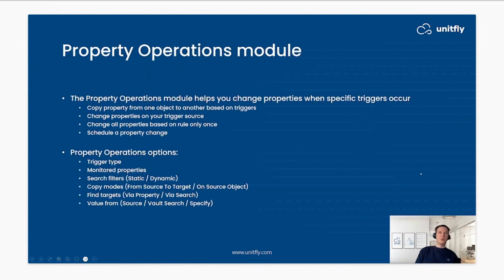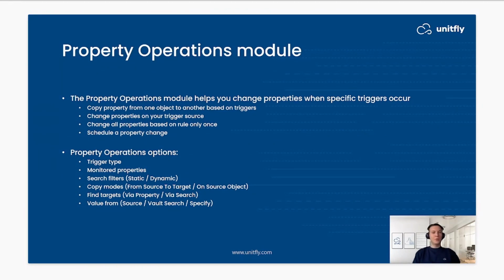So, property operations module. Property operations is used when you would like to achieve different use cases that include working with and manipulating the properties when a certain trigger happens. Some of the use cases for property operations are that you want to copy a property from one object to another based on certain triggers, if you want to change properties on your trigger source, if you want to change all of the properties based on a rule only once, and if you want to schedule a property change at some time.